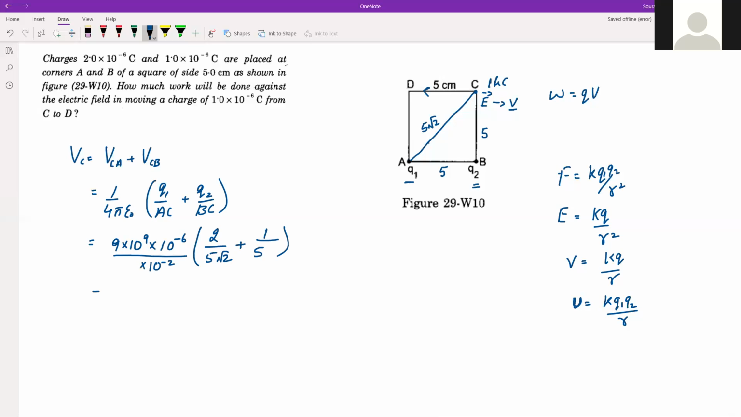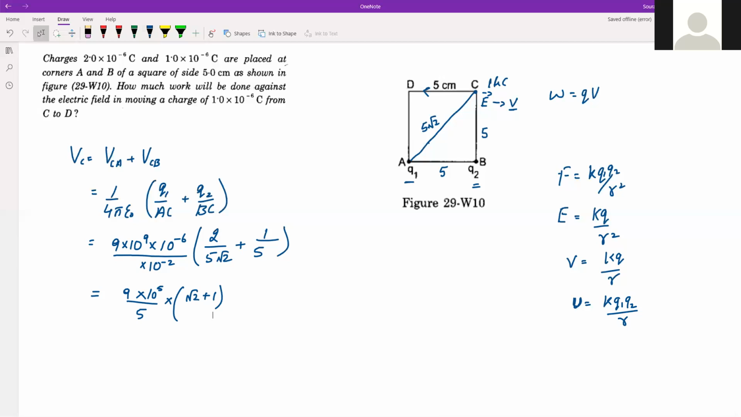Okay, so now the 5 can be taken outside. So this is 9 into 10 to the power 9 plus minus 6, that is 10 to the power 5, divided by 5, into, inside you have 2 by root 2, which is root 2, plus 1. Okay, so that is the electric potential at C.